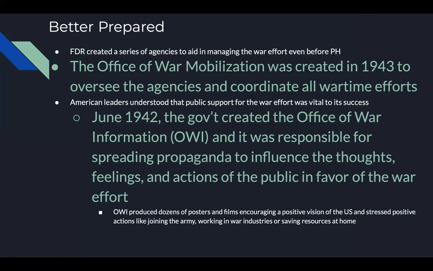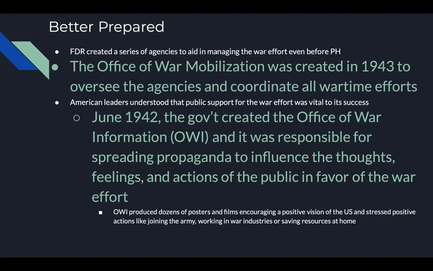American leaders understood that public support for the war effort was vital to its success. You don't want it to be like a little Vietnam and have people disregard the war and the people fighting it, saying it's a bad choice to be off in war. So American public opinion needed to support it.